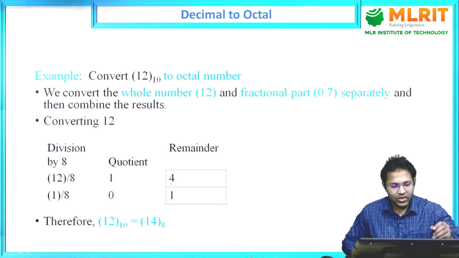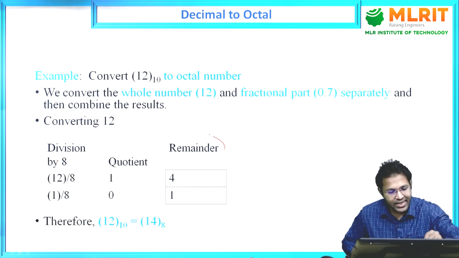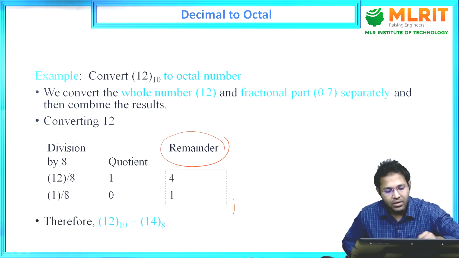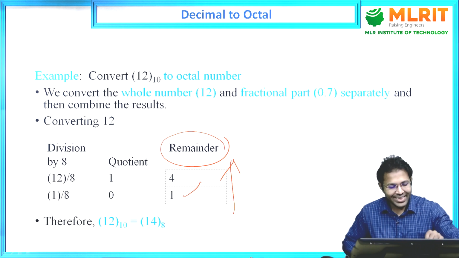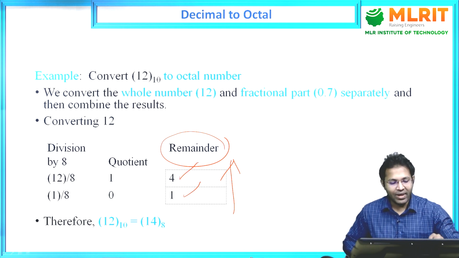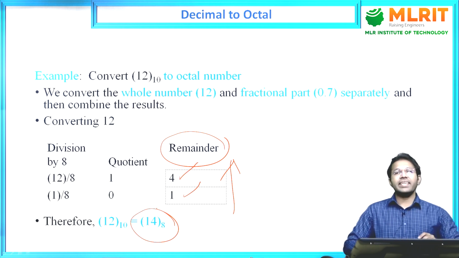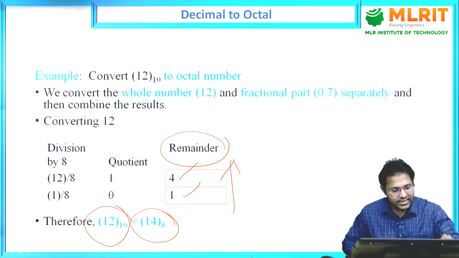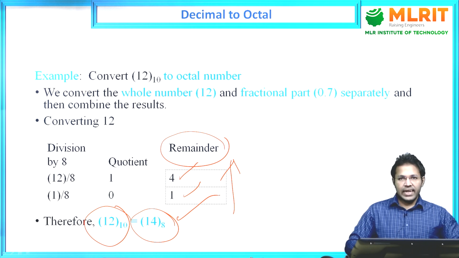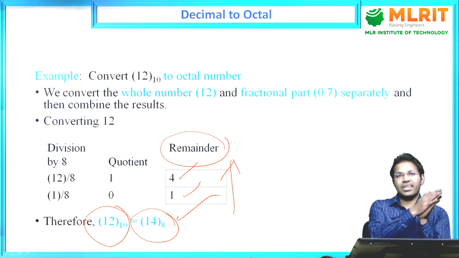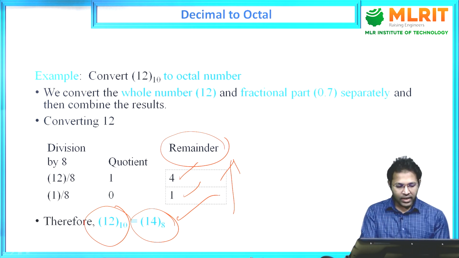Now we need to consider only the remainders from bottom to top. First comes 1, then comes 4. So 14 to the base 8. 12 to the base 10 is equal to 14 to the base 8, and we have successfully converted a decimal number to an octal number.